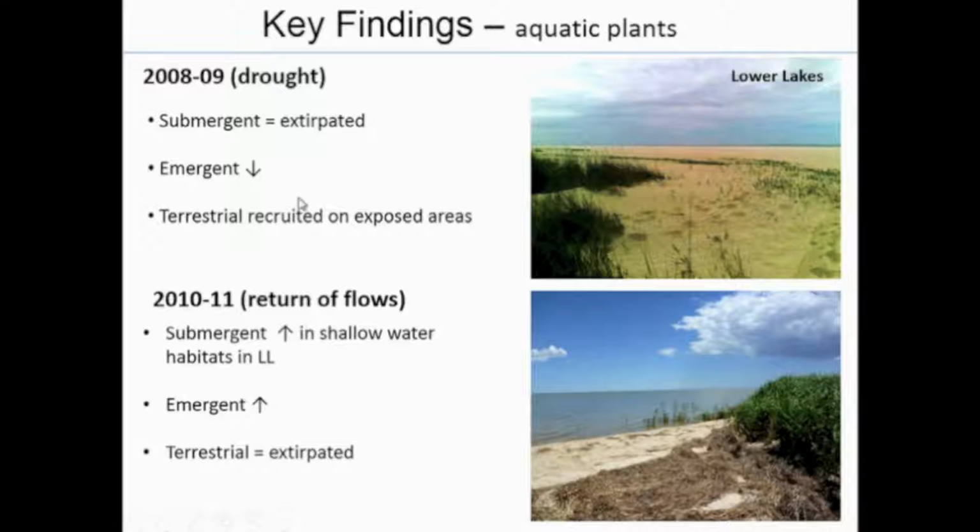Emergent plants generally maintained across most of the areas during the drought, but after the flood there was an increase in emergent plant abundance. So that shows the resilience of this assemblage. Some terrestrial plants recruited after the drought, when the wetland got dry and on the lower lake banks. But after the flood inundation, they were submerged, and they only remained between Menindee and Lock 1 in some very high elevation areas after the flood receded.